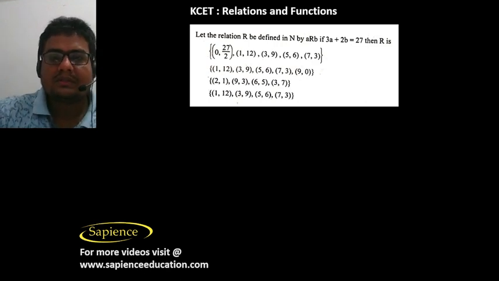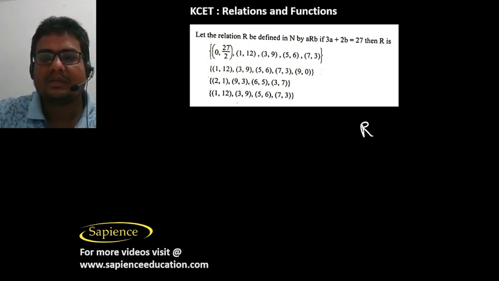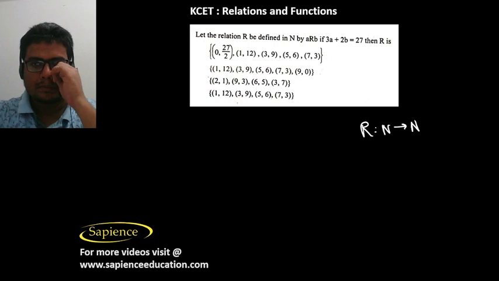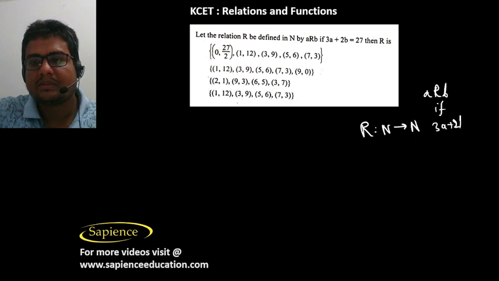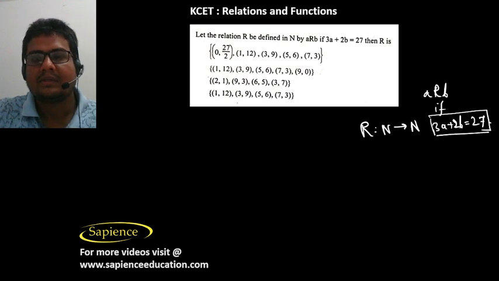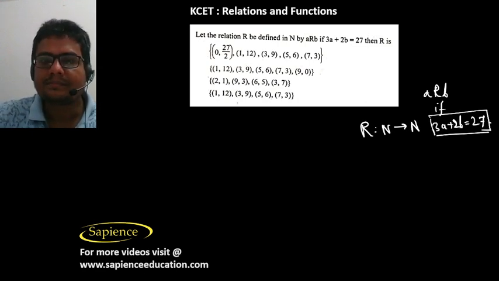Then it is told, let the relation R be defined in N, means R is a relation which maps N to N, defined by a is related to b if 3a plus 2b is equal to 27. Then R is a relation which maps from N to N.